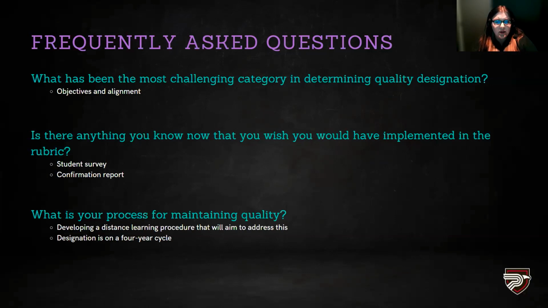And then lastly, what is our process for maintaining quality? This is a big one in the registration. So we're very limited in resources, and this is still relatively new. So we're kind of working on developing that process formally, but we are also working on incorporating it into a distance learning procedure. We do, however, have designation on a 4-year cycle.